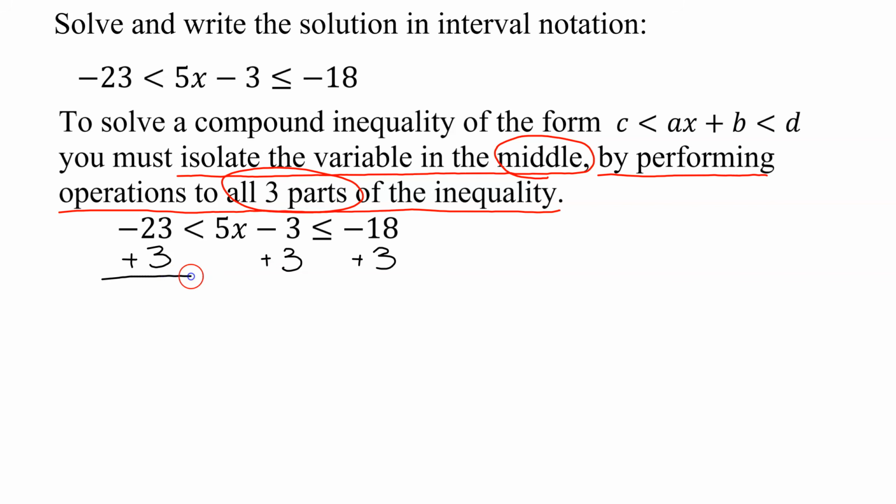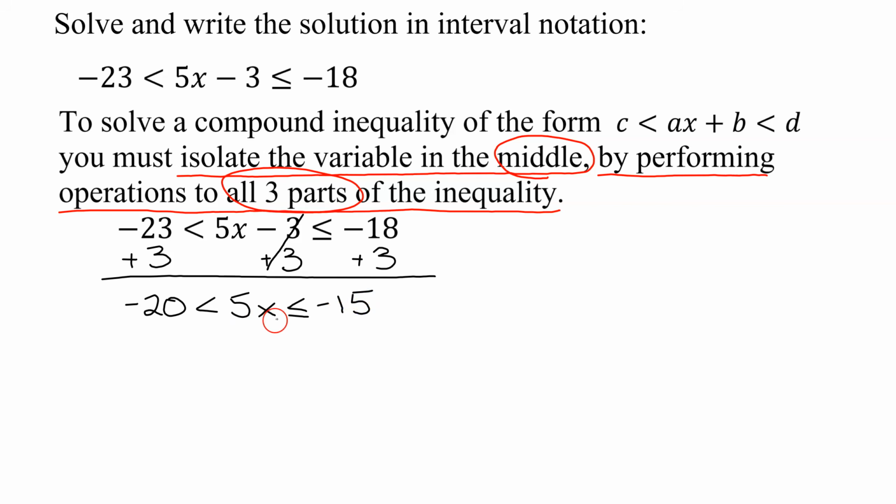And remember, adding and subtracting numbers to an inequality does not change the inequality symbols. So negative 23 plus 3 is negative 20, is less than. The negative 3 plus 3 in the middle add up to 0, so I just get left with 5x, is less than or equal to negative 18 plus 3 is negative 15.